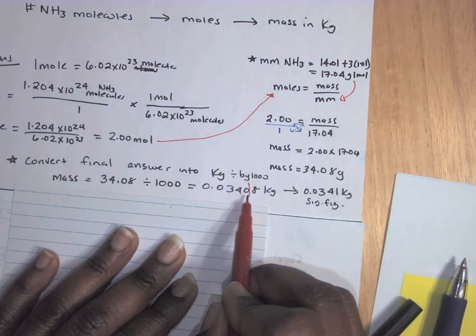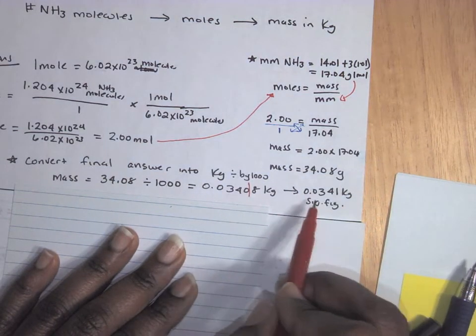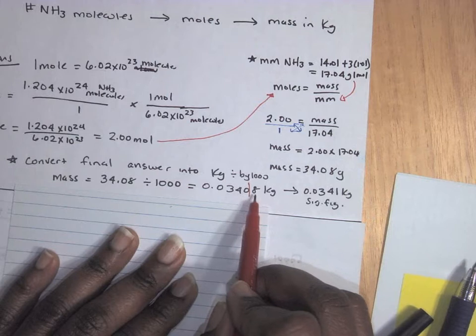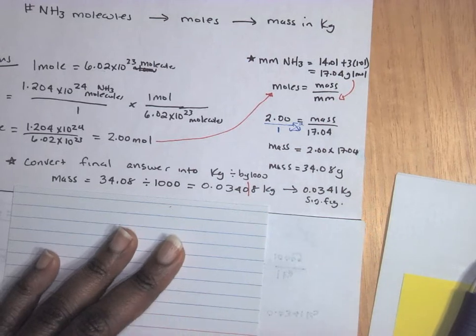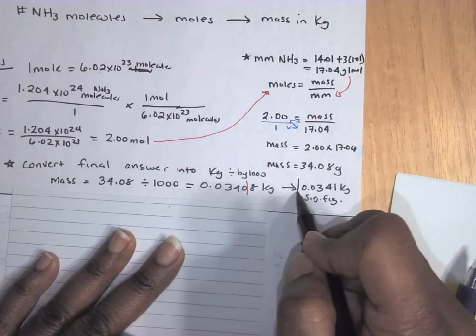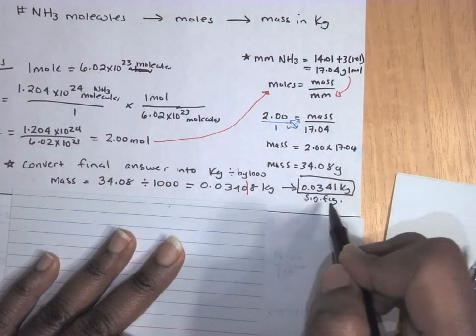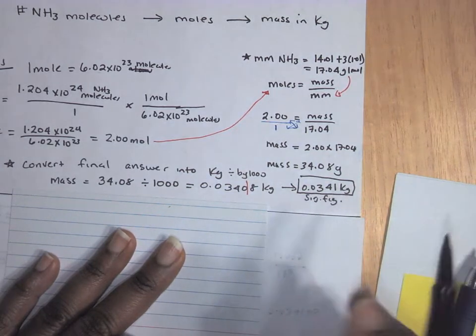So 1, 2, 3. These are my 3 sig figs, and I would just round that up since the number to the right of the cutoff is greater than 4. And so this is my final answer. The mass is 0.0341 kilograms.